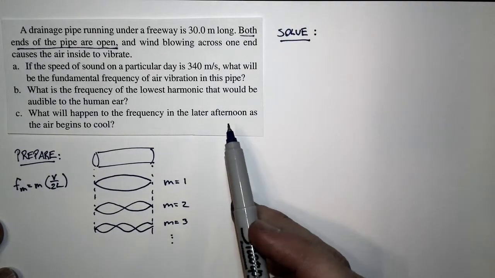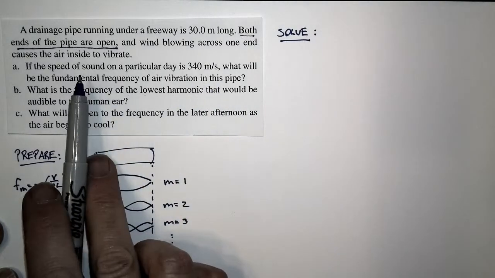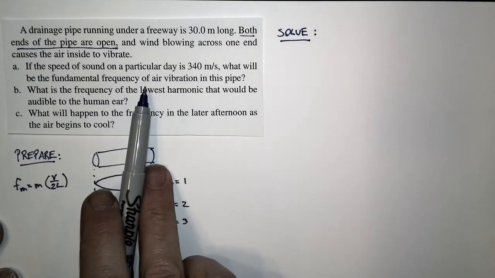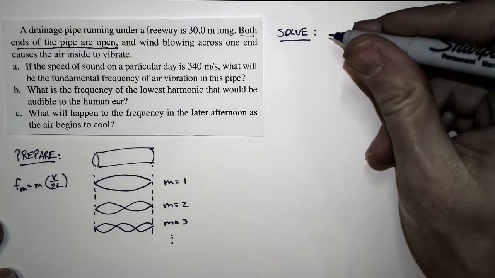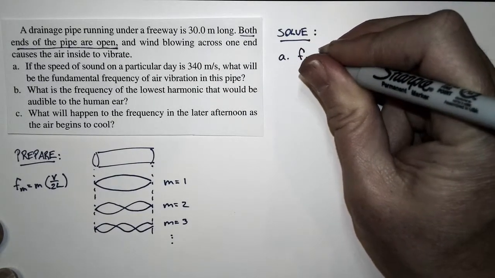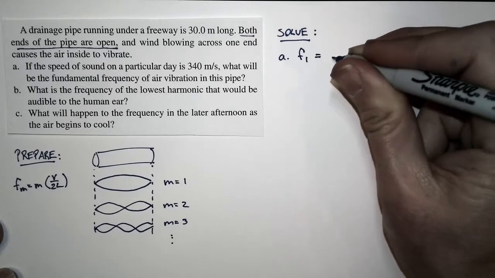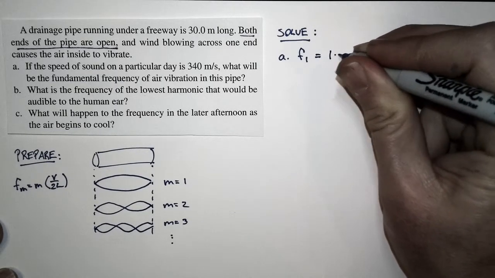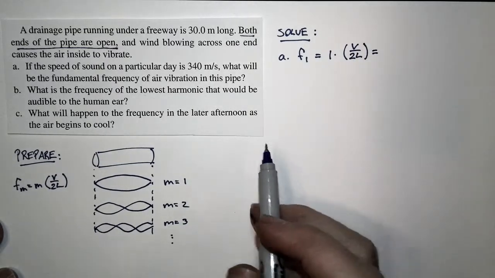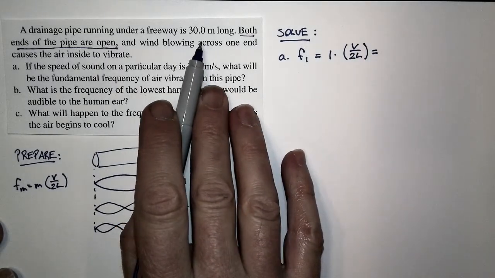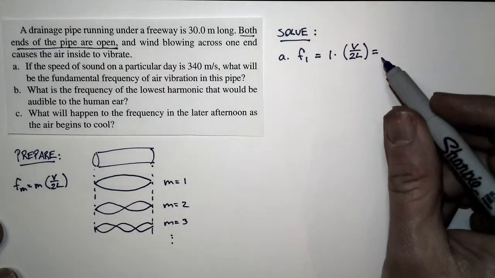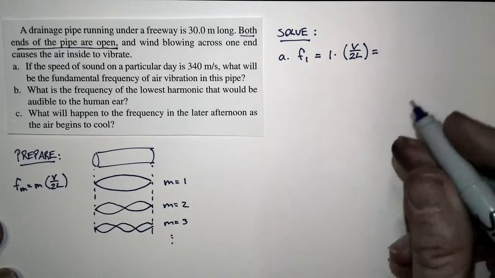Now for starters, we're looking for this. If the speed of sound is 340 meters per second, what will be the fundamental frequency of the air vibration in this pipe? Well, part A is asking for f1, the fundamental frequency. That's just equal to 1 times v over 2L. Now notice, L is given to three significant figures. v is given to three significant figures as well.